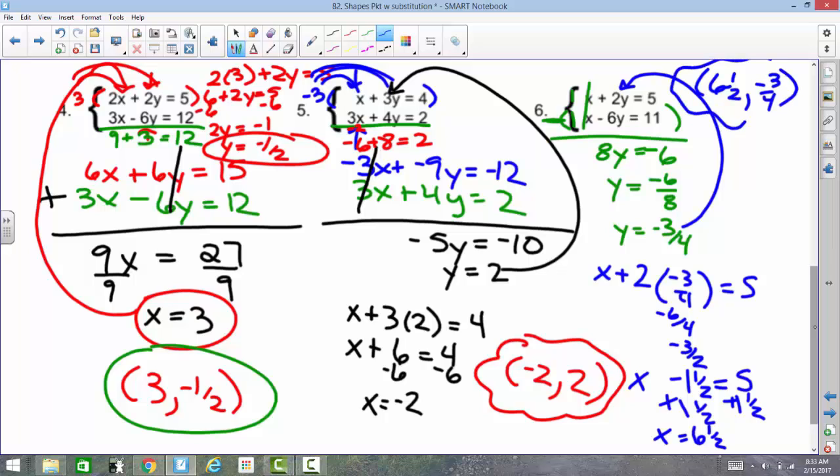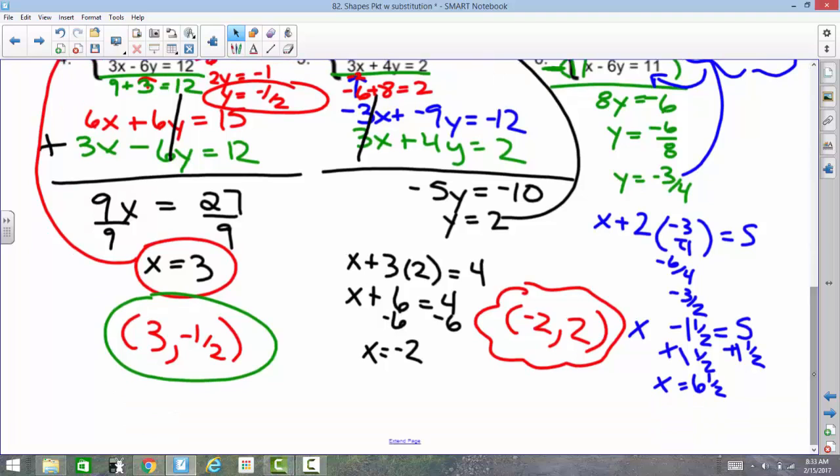If you want to check that in the bottom one, you can, but the bell is going to ring in about a minute. So hopefully substitution and elimination is making sense. You will have a quiz on this in the near future.